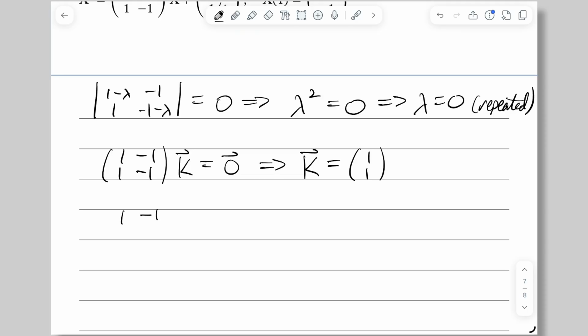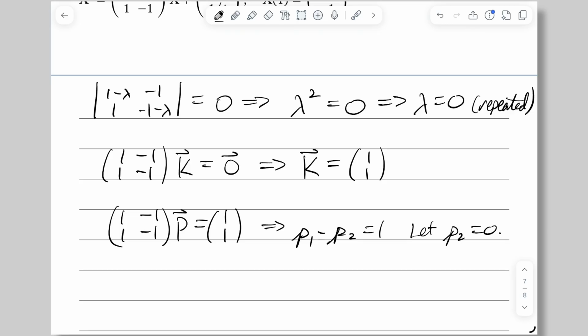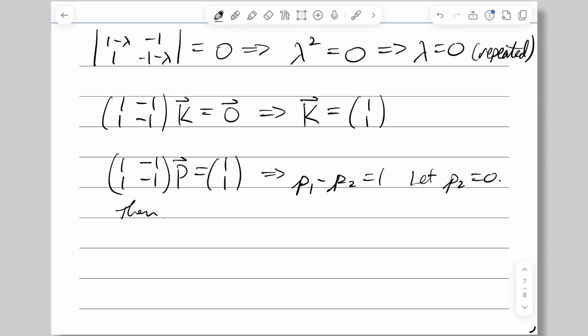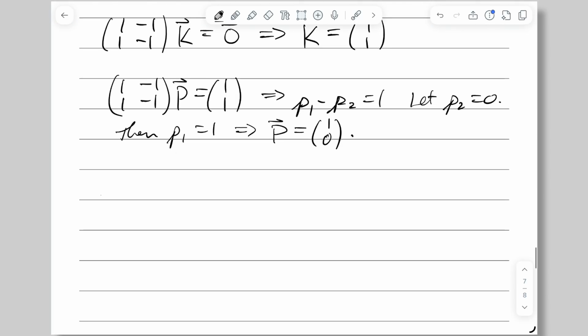Since we only have one eigenvalue, we use k to find p. So 1, negative 1, 1, negative 1 times p is equal to 1, 1. That boils down to the equation p1 minus p2 is equal to 1. And we're going to go ahead and let p2 equal 0. Then we have that p1 is equal to 1 and p is 1, 0. It would be good for you to pause it here and write down the complementary solution. I'm just going to go ahead and do it.